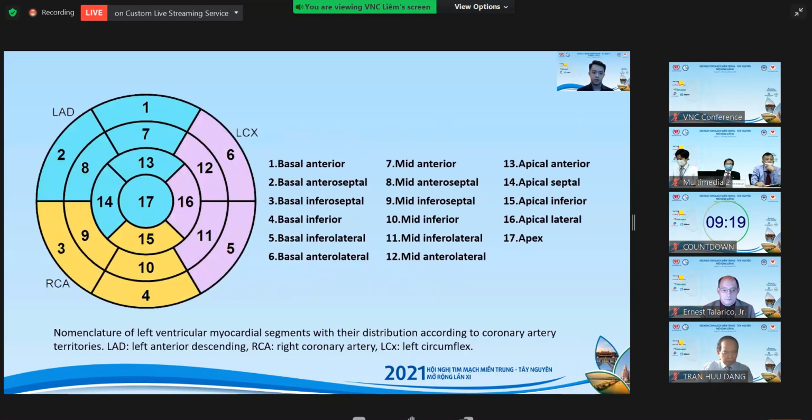This is the nomenclature of left ventricular myocardial segments with their distribution according to coronary artery territories, including left anterior descending, right coronary arteries, and left circumflex. If there is any lesion and obstruction in each individual main coronary artery, it will cause ischemia and abnormal motion in the corresponding wall, as described in this image.